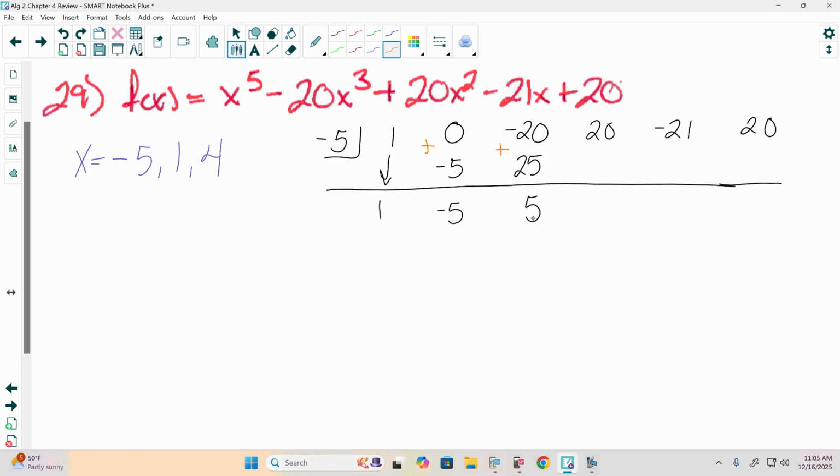Now we're going to multiply that positive 5 by our negative 5 in the cubby. Negative 5 times 5 is negative 25. And again, we're going to add those two together. 20 plus negative 25 is negative 5. Now we're going to multiply again. Our negative 5 in the cubby times the negative 5 below the line is going to give us positive 25. Now we're going to add negative 21 and positive 25, which is 4. And negative 5 times 4 is negative 20. And 20 plus negative 20 is 0.